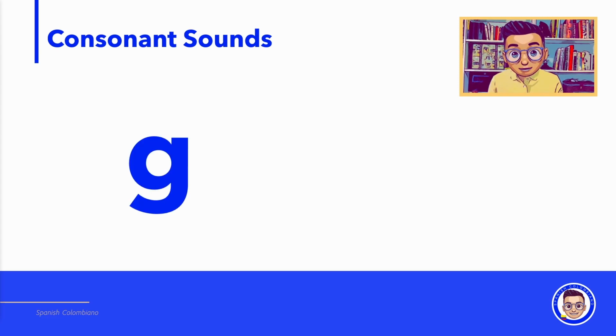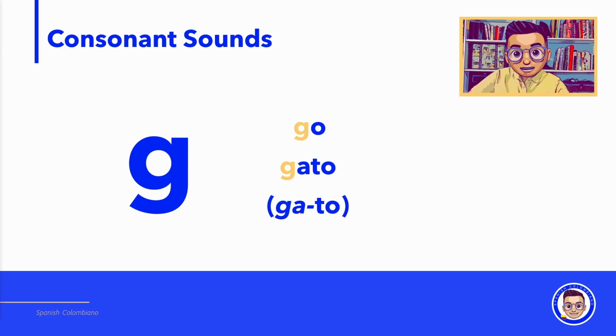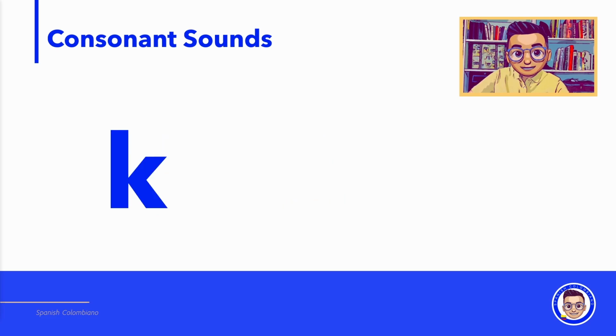You can find this sound in words in English like go and words in Spanish like gato. Go and gato is the g sound. Gato means cat. The next one is the sound k.